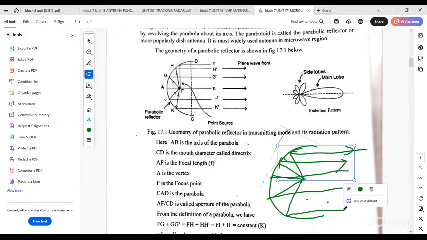That is for the transmitter diagram. In the next page, you have the receiver diagram. What is this receiver diagram? A parallel beam of lines. Where do they touch? They touch the umbrella, not the focus point.